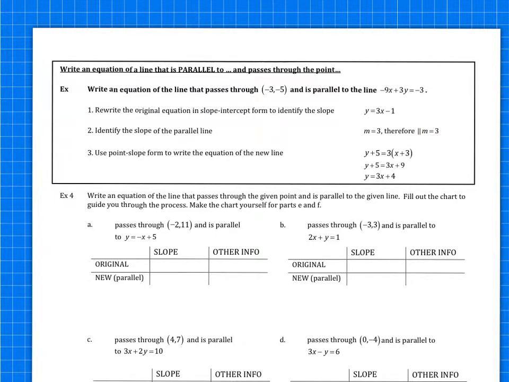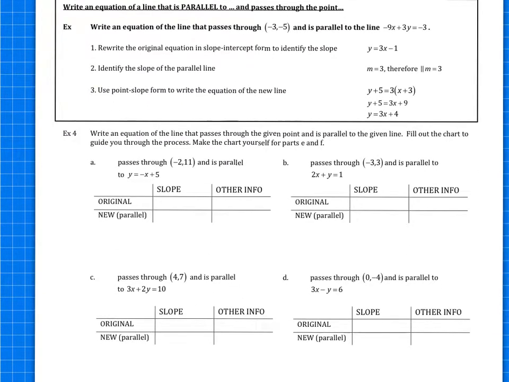And now I'm writing one that's parallel to it through this new point, (-3, -5). So I take that slope, and I go y + 5 = 3(x + 3). And I have my point-slope equation. If I want, I can convert it into slope-intercept form. So let's just do a couple of these together, and then that'll be it.